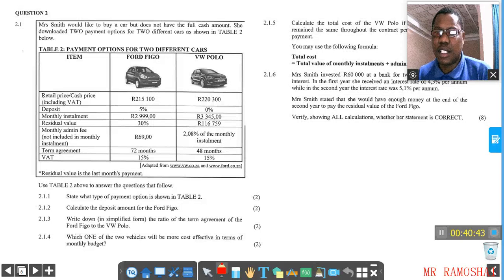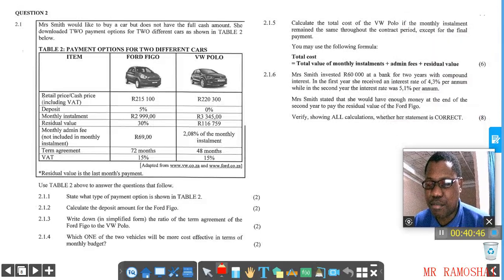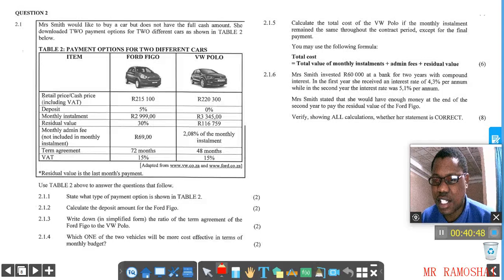Okay. Right, let me move myself here and put my face here. Right. Question number 2. Right. Looking at question number 2, let's understand the information first. That's what I like the most. Right. Mrs. Smith would like to buy a car but does not have the full cash amount. She downloaded 2 payment options for 2 different cars as shown in table 2.